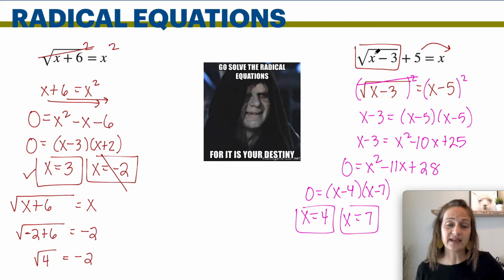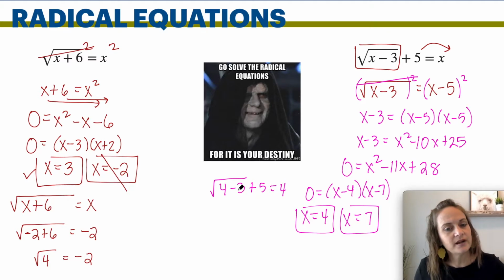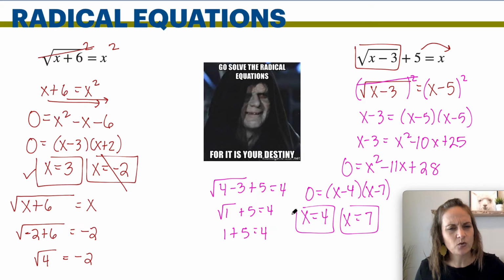And then if you plug them back in, let's actually try this. If I plug in 4, the square root of 4 minus 3 plus 5 equals 4. Let's see if that works. Square root of 4 minus 3 is 1. The square root of 1 is 1. Is 1 plus 5 4? No. That actually does not work.